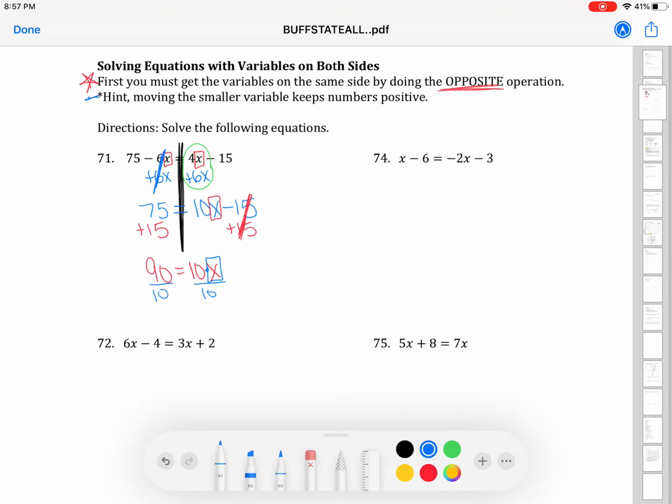75 plus 15 is going to get me 90, and that's equal to the 10x I bring down. To get the x by itself, it's being multiplied by 10, so I divide both sides by 10, and I get that 9 is equal to x, or in other words, x is equal to 9.